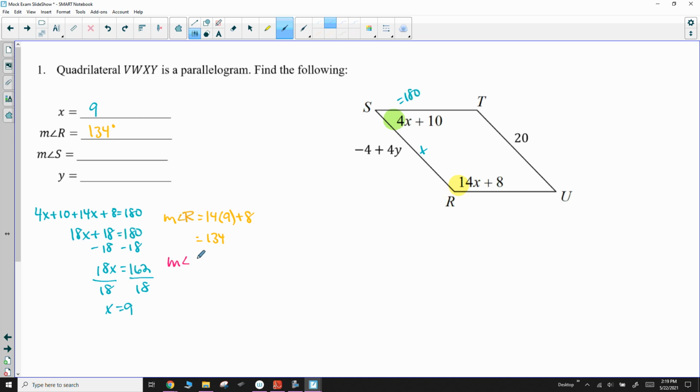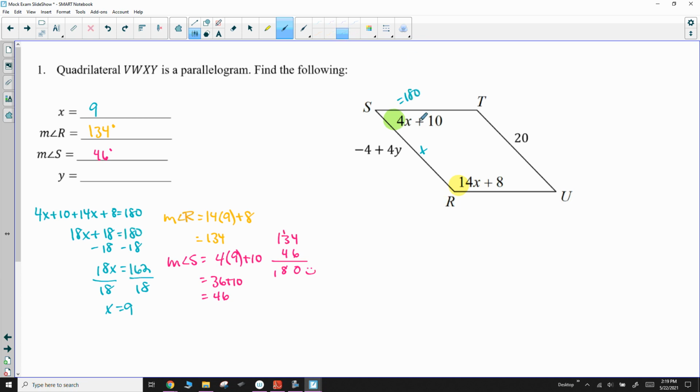The measure of angle S is 4 times x, which is 9, plus 10. You can use the calculator if you want to. That's 36 plus 10, which means this is 46 degrees. As a check, I'm going to add 134 and 46 just to make certain they add up to 180. 4 plus 6 is 10. Put down the 0, carry the 1. 1 plus 3 is 4 plus 4 is 8. So there we go. We did things right.